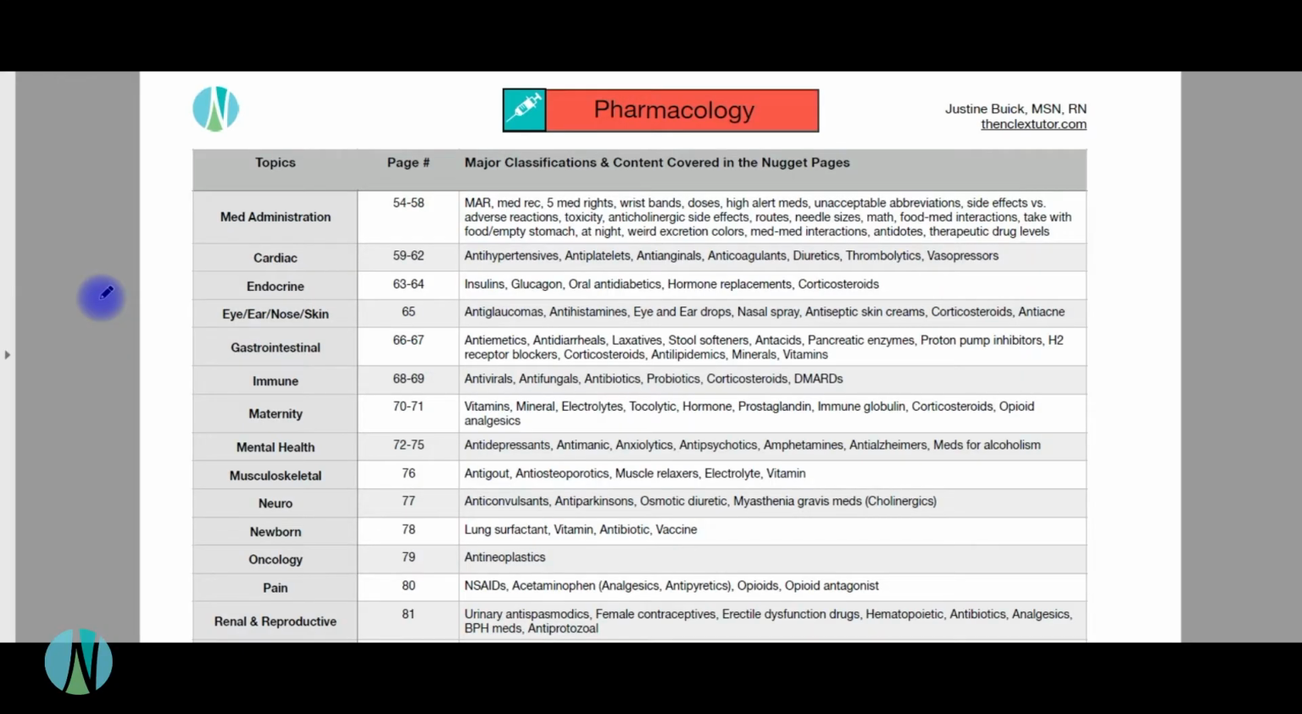So this is the table of contents for the meds, and you can see that I start off with med administration, and I am telling you guys, this is the most important thing that you would need to know about meds. Then I go through the different systems for each of the meds.